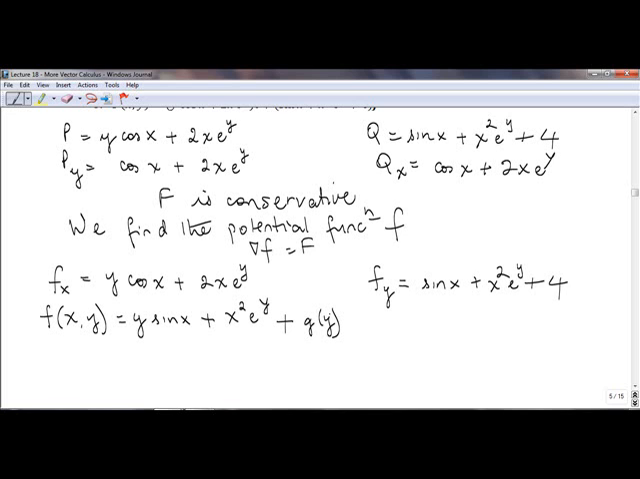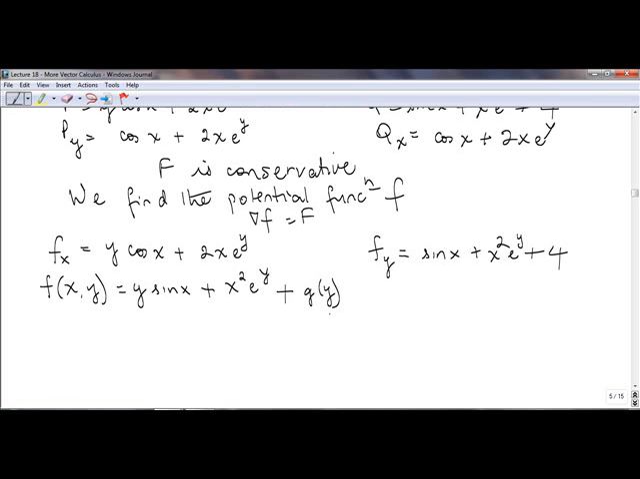So what are we going to do? We need to compare to what we have on the right, right? So now we are going to partially differentiate it with respect to y. Can you give that to me, please? First term, partially differentiate that with respect to y. What's that? Sine x plus the same thing, x squared e to the y, plus g prime y. What do we do? Compare.